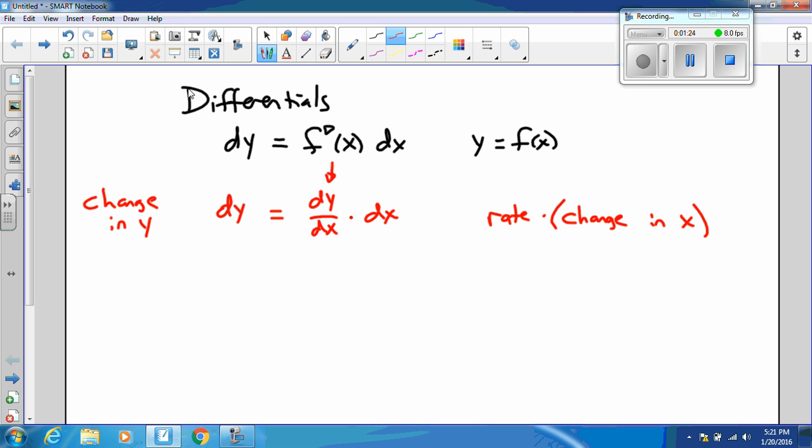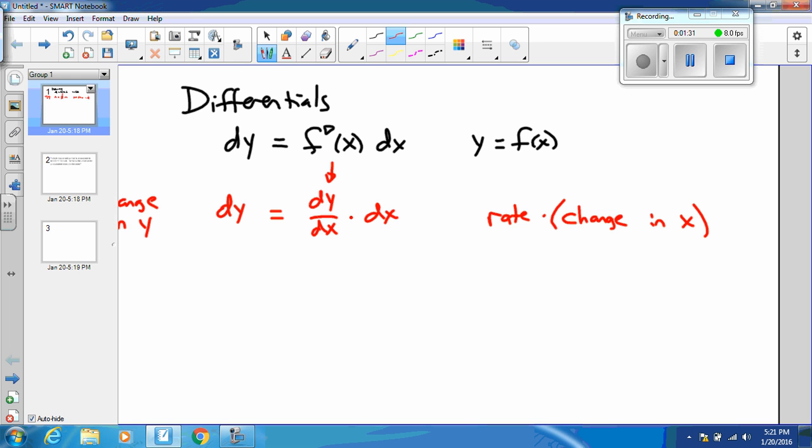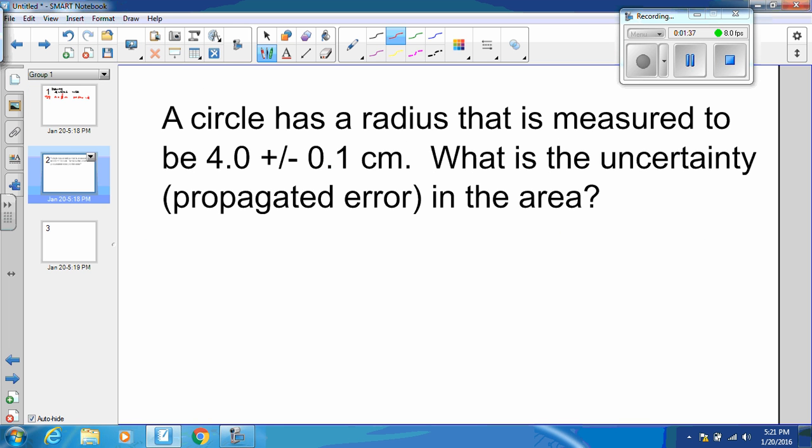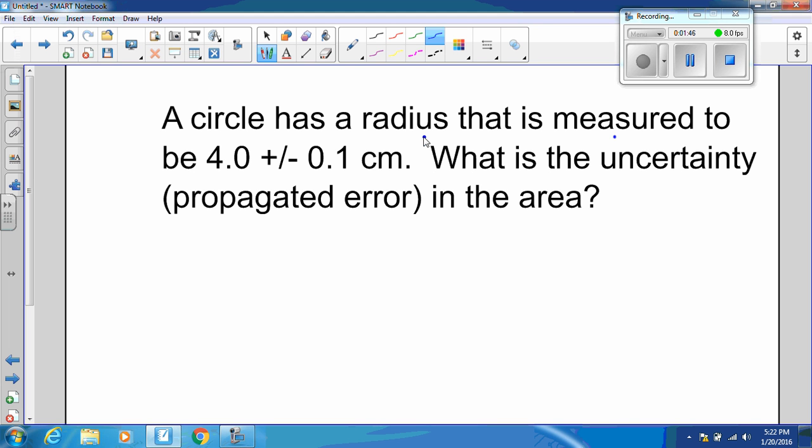And what we did in class was to talk about how the area of a circle might change if the radius changed. But I want to consider a second use for this idea of differentials, and that is to compute the error in a computation as a result of an error in measurement. We call this a propagated error. So we have here a circle has a radius that is measured to be 4.0 plus or minus 0.1 centimeters. What is the uncertainty or the propagated error in the area?